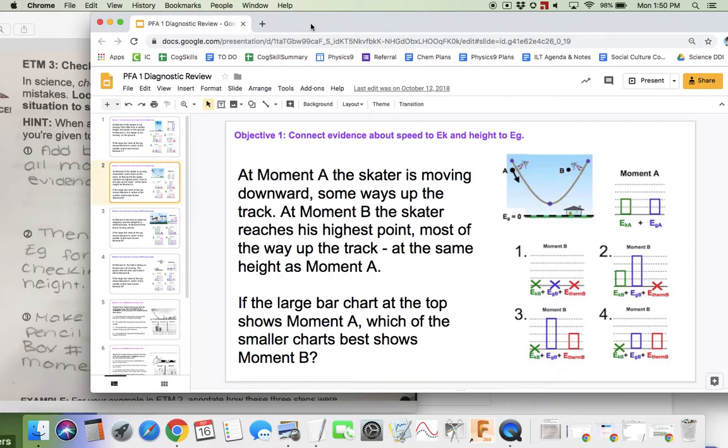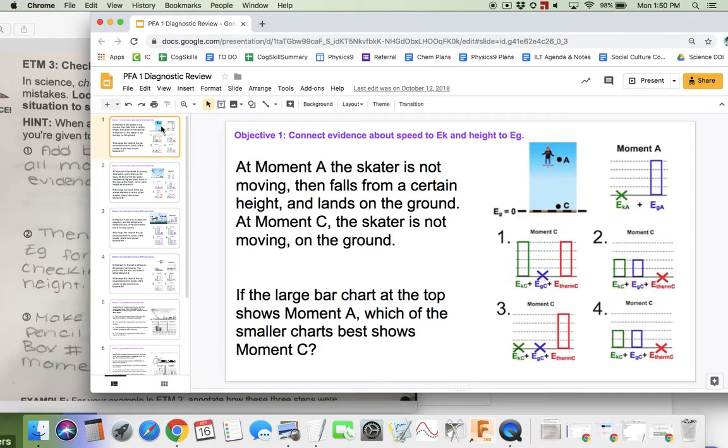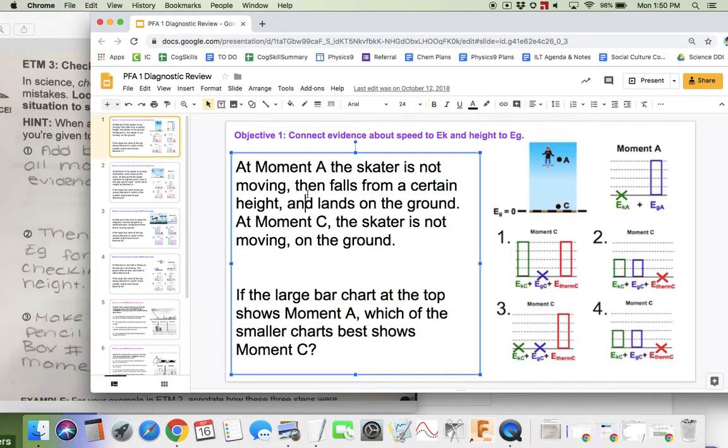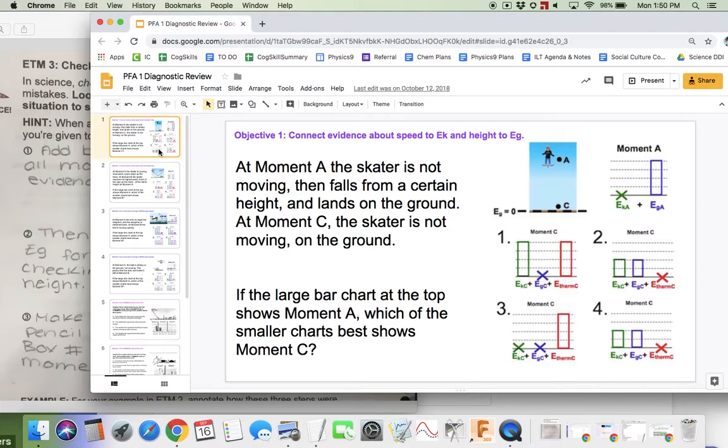So this video is going to show you how to do a few of the diagnostic problems that are organized by objective. So let's go ahead and start by looking at this problem, which is an objective 1 problem. It says connect evidence about speed to EK and height to EG.